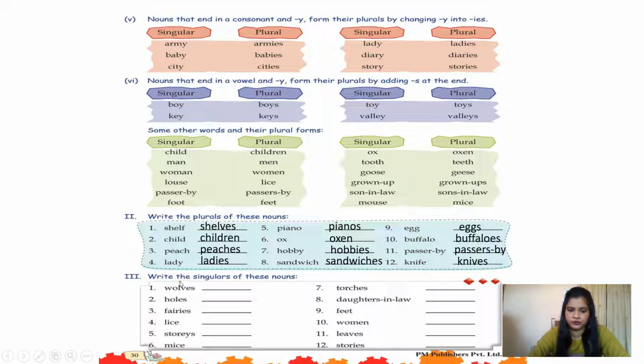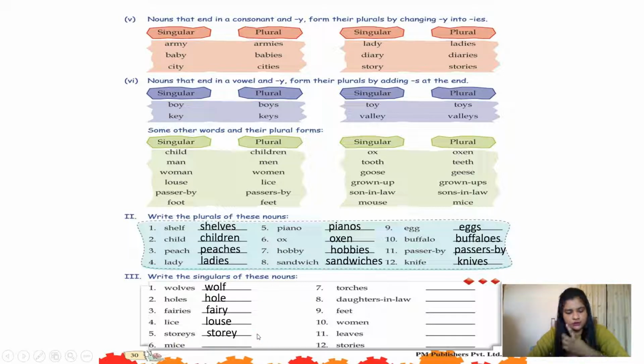Come to Roman number 3, write the singulars of these nouns. Here we have written plural, here we will write singular. Wolves: ves is there, so f will come, wolf. Holes, hole. Fairies: ies will change into y, fairy. Lice, louse. Stories: only story will be there, children.